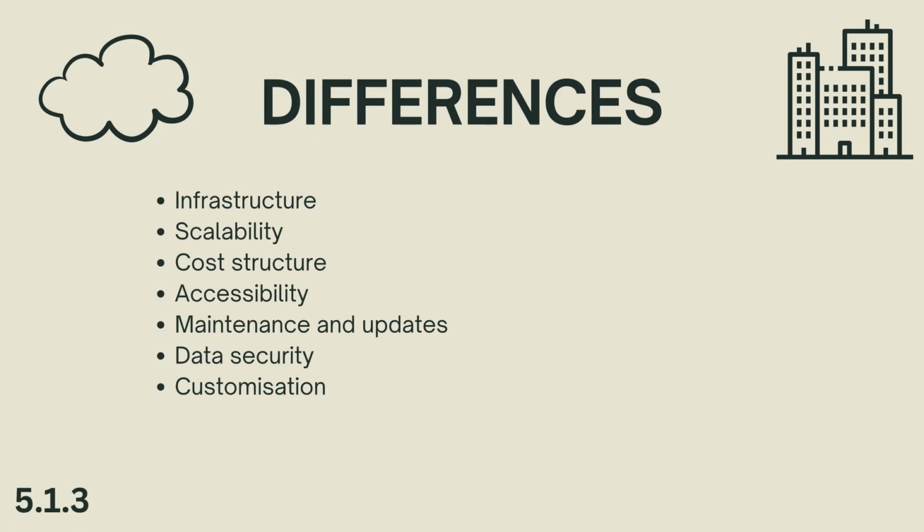Concept 6. Differences between traditional IT systems and cloud computing. While we've touched on some differences between traditional and cloud-based technologies, let's look at the distinctions between traditional IT systems and cloud computing. Infrastructure. Traditional IT systems require businesses to purchase and maintain their own hardware, including servers, storage devices, and networking equipment. Cloud computing, however, allows businesses to use infrastructure owned and maintained by cloud service providers.